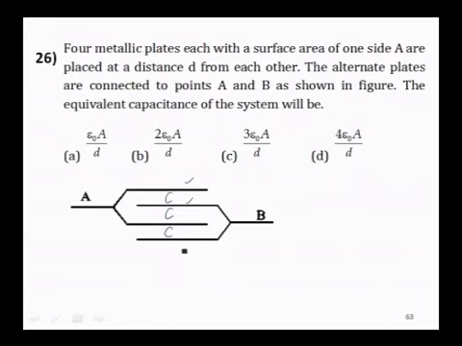I am not writing C1, C2, etc. because all are identical. The distances are equal and all. So, each of these has area A, distance d. So, each capacitor is epsilon naught A by d. So, you have 3 capacitors. If you call the plates 1, 2, 3 and 4, between 1 and 2 you have a capacitor, 2 and 3 you have a capacitor, 3 and 4 you have a capacitor.